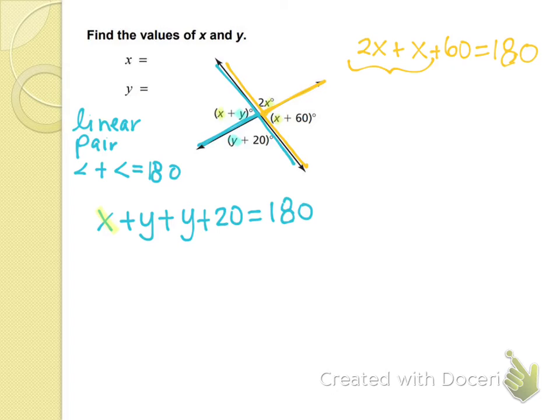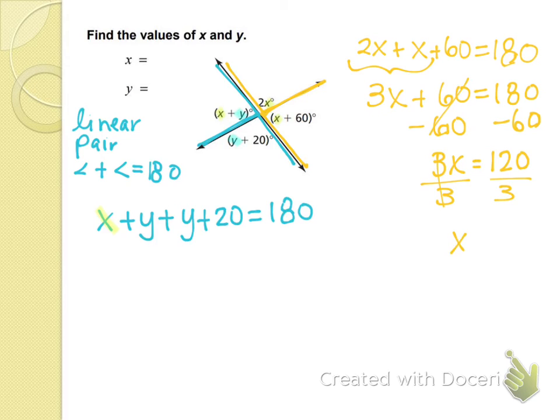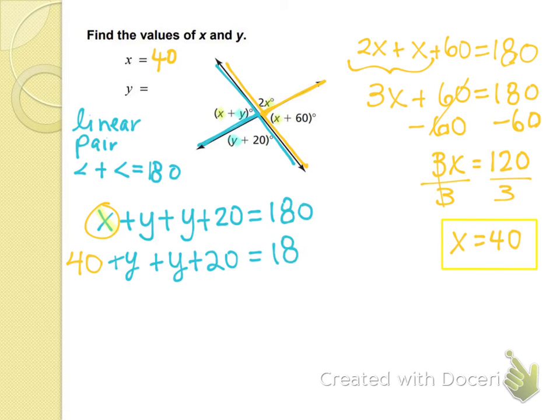So combine like terms, you've got 2x plus x, which makes 3x, plus 60 equals 180. Subtract 60, 3x equals 120. Divide by 3, and x is 40. So that's the first part of the answer. So then I would plug in for x and say 40 plus y plus 20 equals 180.